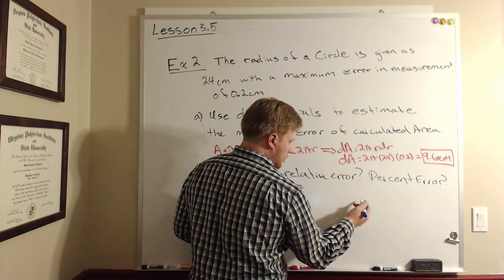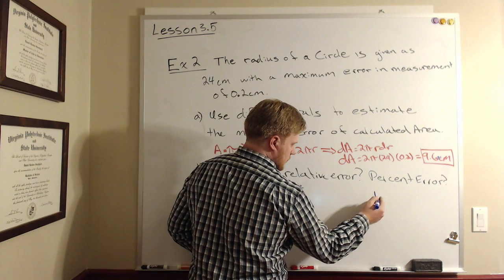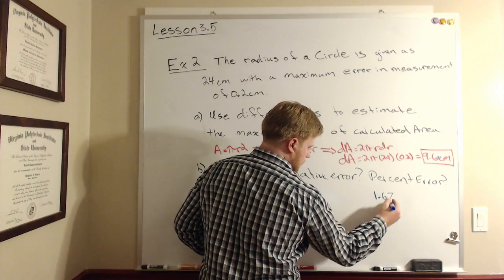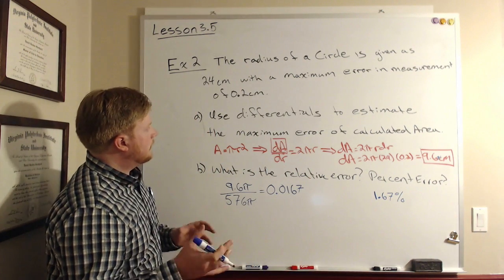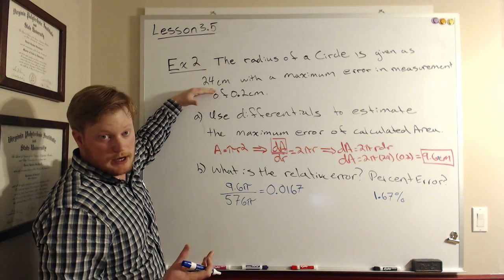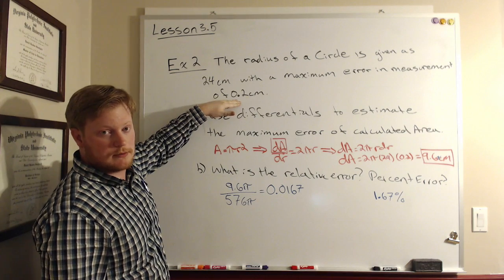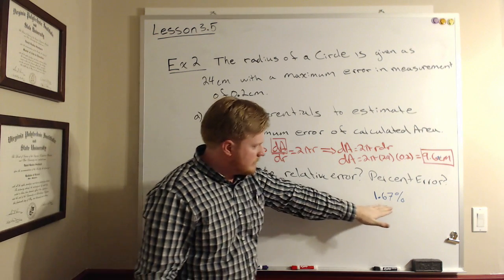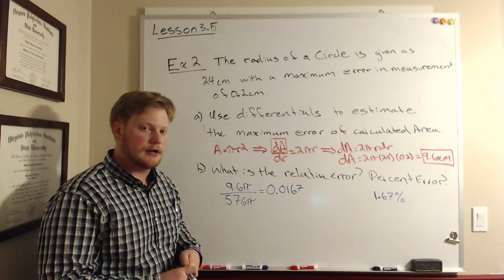Okay, what's the percent error? We just multiply the relative error by 100 to get a percent error of 1.67. Okay, so in calculating the area of this disk with a given radius, knowing that our measurement could be off by about 0.2 centimeters, we expect a 1.67% error in our calculation of the area of the disk.